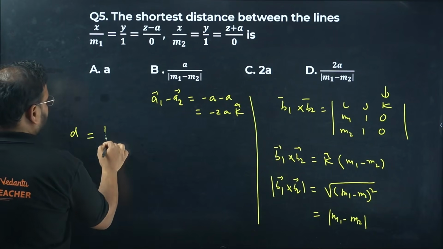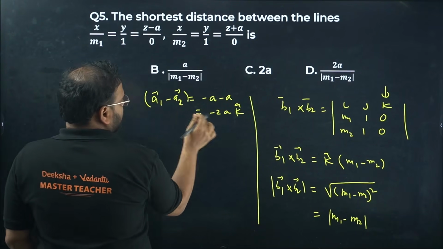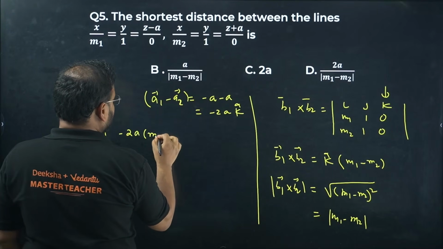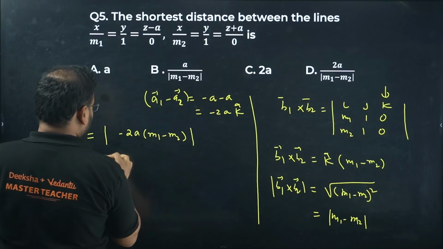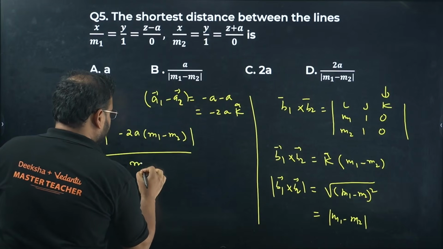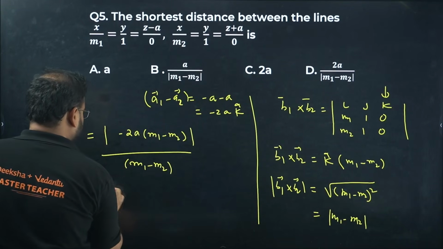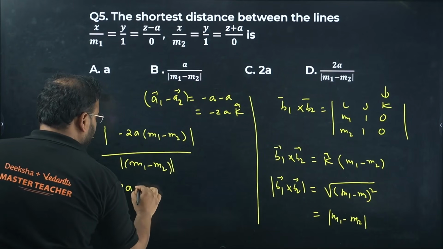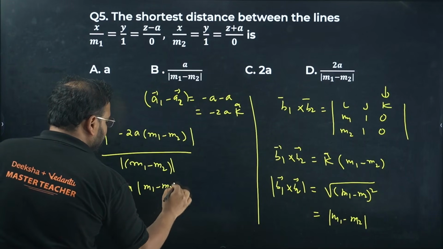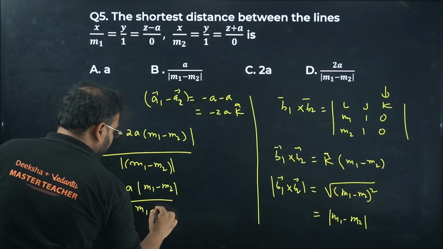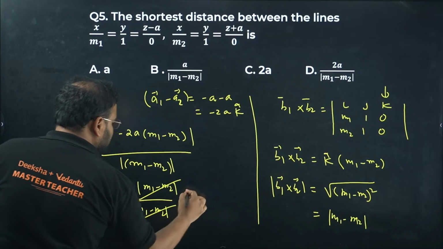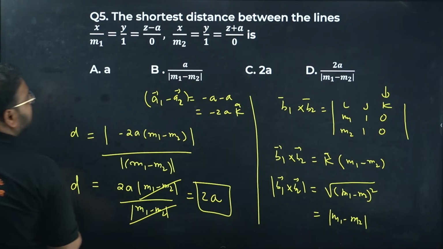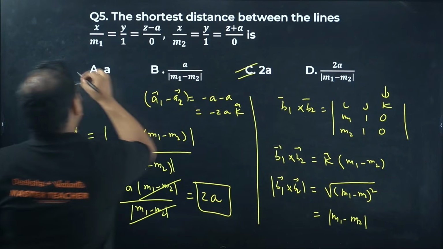Distance formula: the modulus of the dot product of these two. Take minus 2a with this, and you're going to get minus 2a into (m1 minus m2), with modulus, divided by (m1 minus m2). If you apply the mod, you're going to get twice a, mod of (m1 minus m2), divided by (m1 minus m2); the mod cancels. The answer is coming as twice a. This is the distance, and that's my answer, which is option number C.